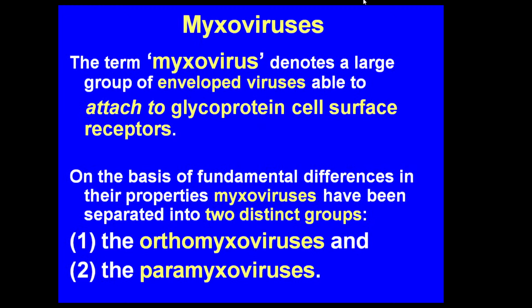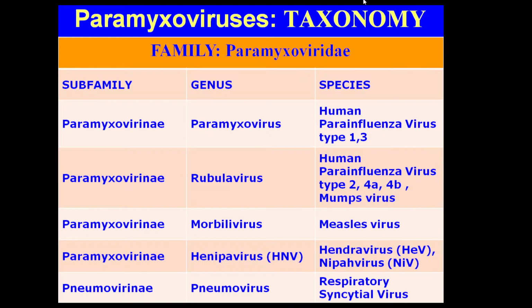The term myxoviruses denotes a large group of enveloped viruses that are able to attach by their glycoproteins to cell surface receptors. Based on the fundamental features of these viruses, we usually distinguish two large groups: Orthomyxoviruses and Paramyxoviruses. You will have a class for both of them. So we start with the family Paramyxoviridae and Paramyxoviruses.